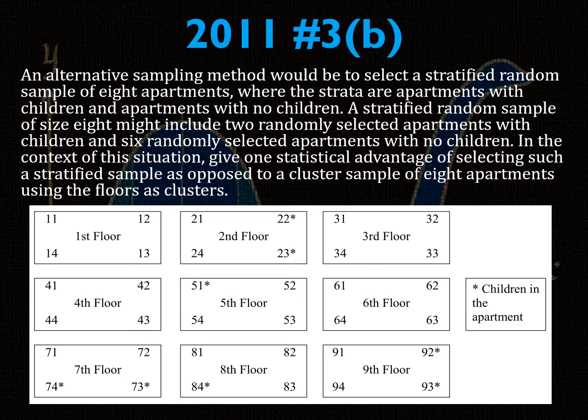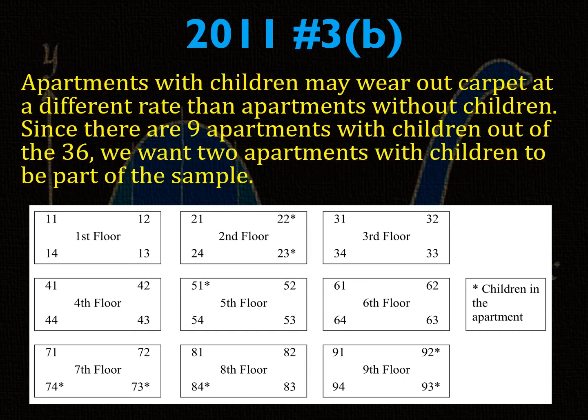Part B, an alternative sampling method would be to select a stratified random sample of 8 apartments, where the strata are apartments with children and apartments with no children. A stratified random sample of size 8 might include 2 randomly selected apartments with children and 6 randomly selected apartments with no children. In the context of this situation, give one statistical advantage of selecting such a stratified sample as opposed to a cluster sample of 8 apartments using the floor as clusters.